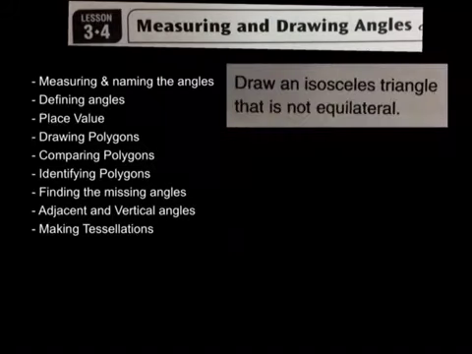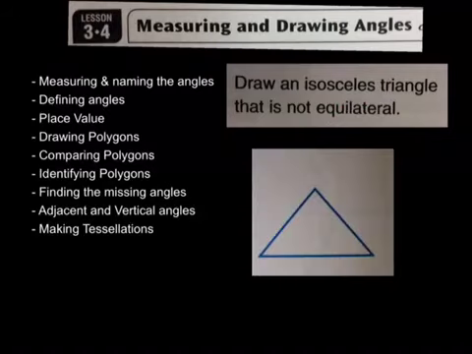Draw an isosceles triangle that is not equilateral. Not equilateral. So isosceles, remember, has at least two lengths that are equal and one that is not equal. So go ahead and pause the video and draw one. This would be an example of an isosceles triangle. As you can see, this length here is different than this one, but this one is the same as this one. So at least two sides are equal in length.